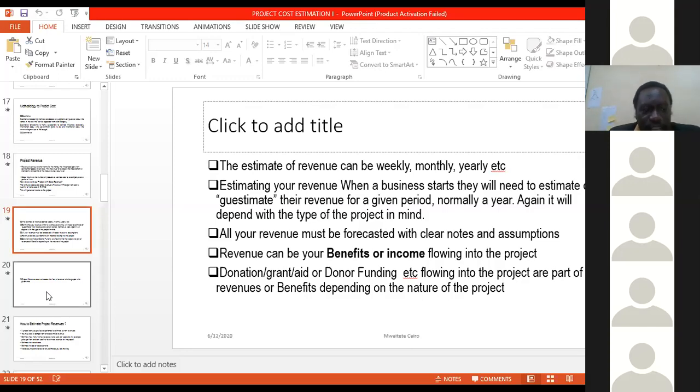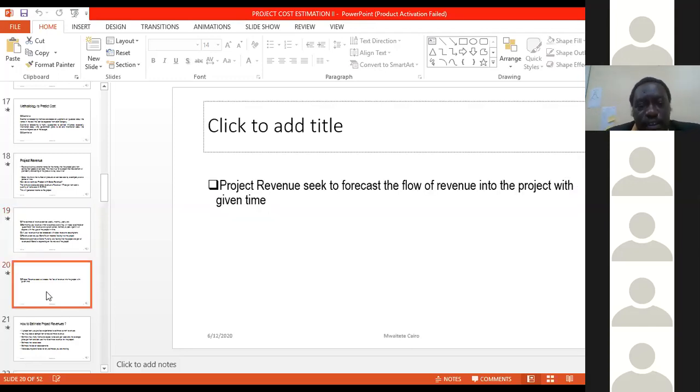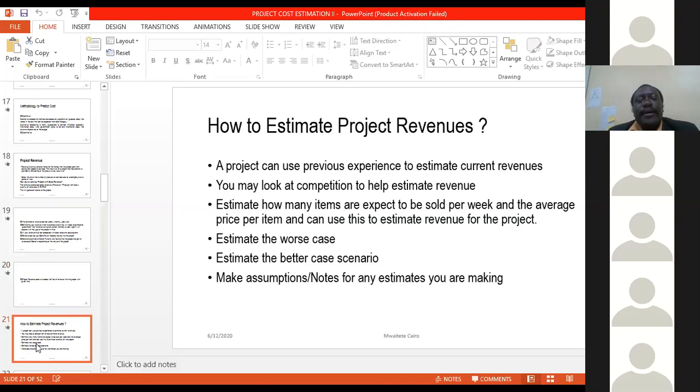And I have already said about that one. So project revenue seeks to forecast the flow of revenue into the projects during the given period of time. So how do we estimate? A project can use previous experience to estimate current revenue. So you can use the historical records that you have in your books to estimate the future flow of your revenue. That is very easy, okay?